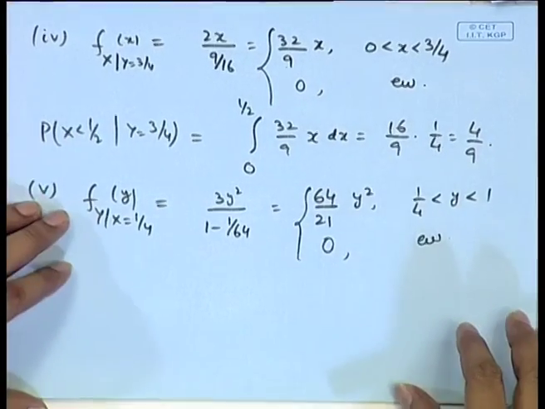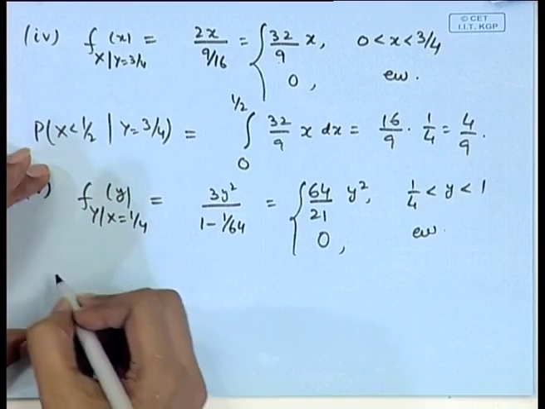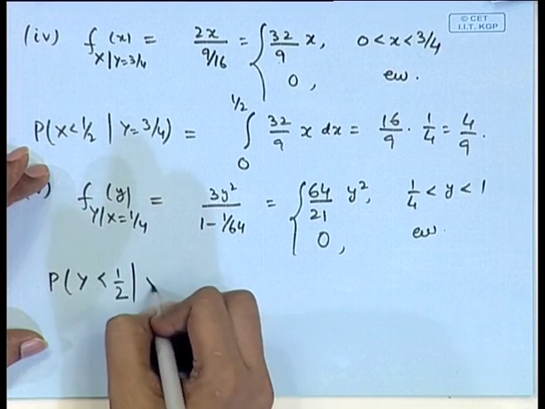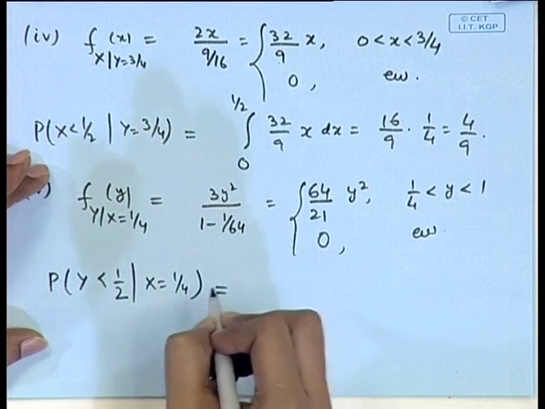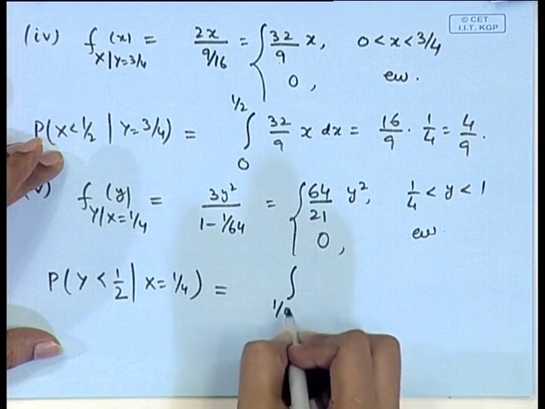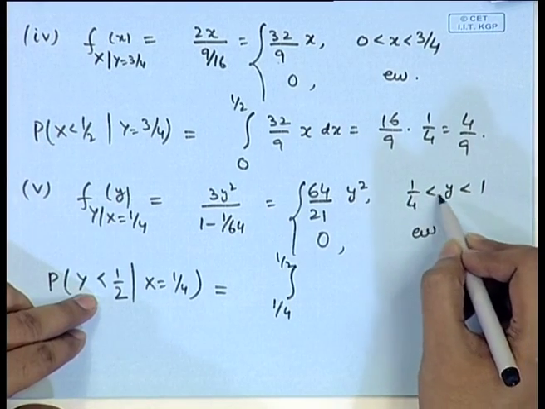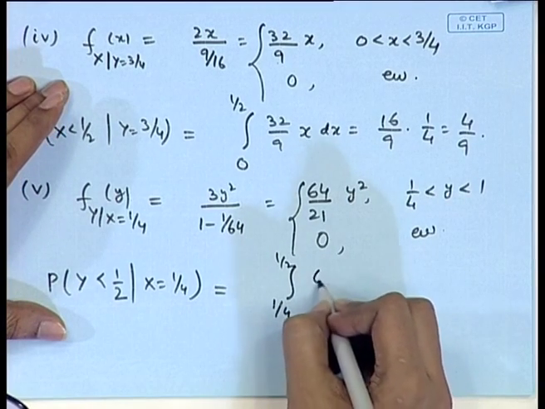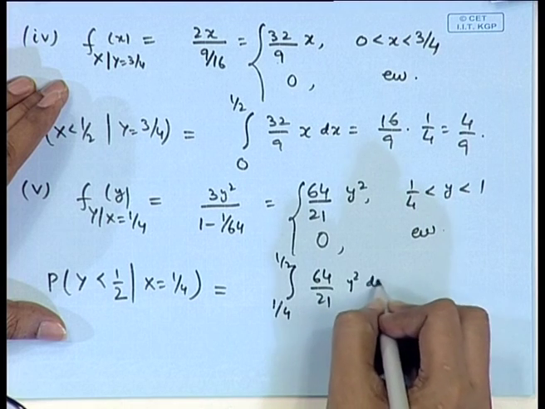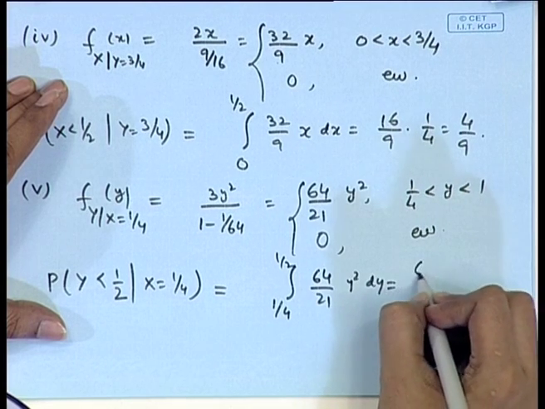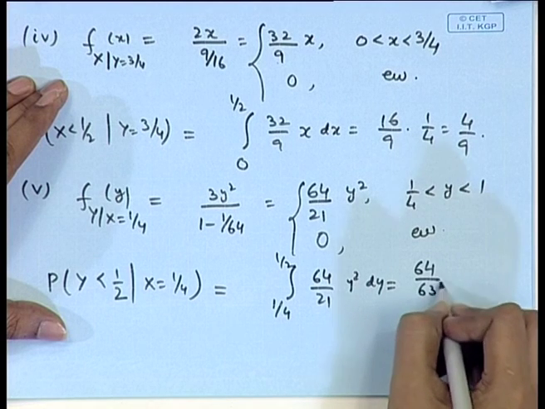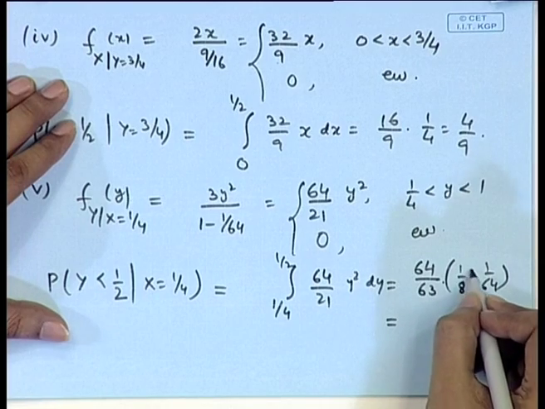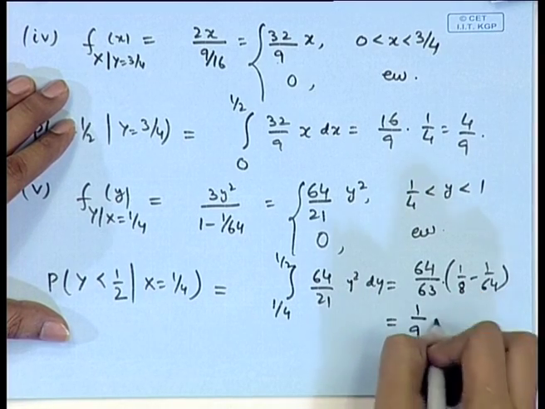So, if we are looking at the probability of say y less than half given x equal to 1 by 4, then this will be integral from 1 by 4 to half, because the range of y is from 1 by 4 to 1. So, it cannot be from 0 to half. So, this is 64 by 21 y square dy, that is equal to 1 by 8 minus 1 by 64, that is equal to 1 by 9.